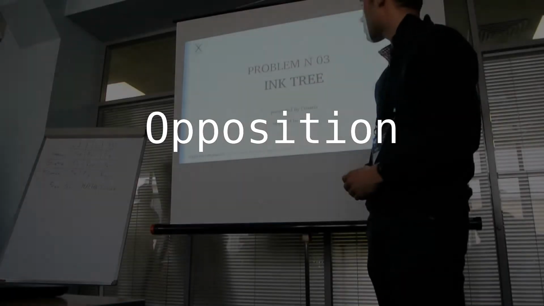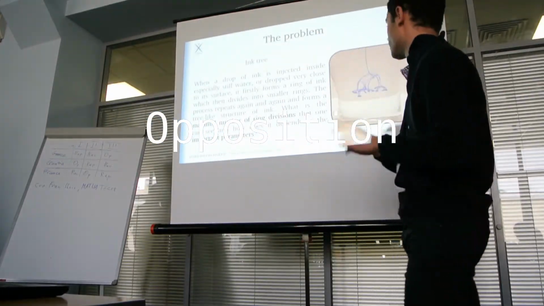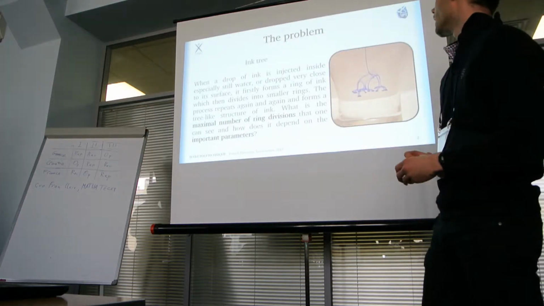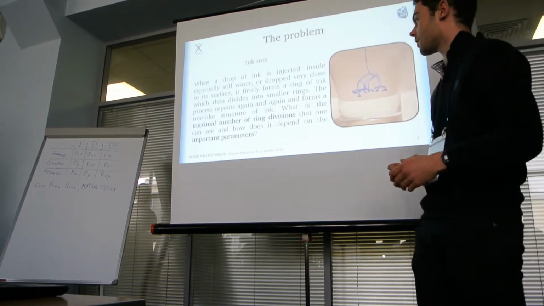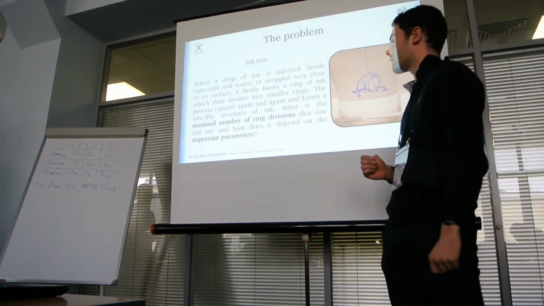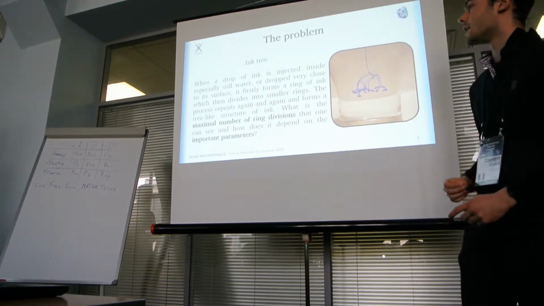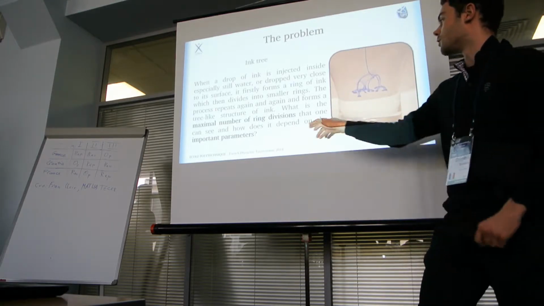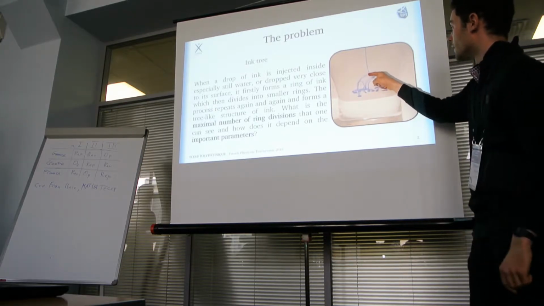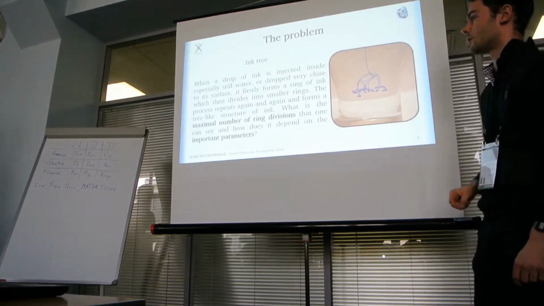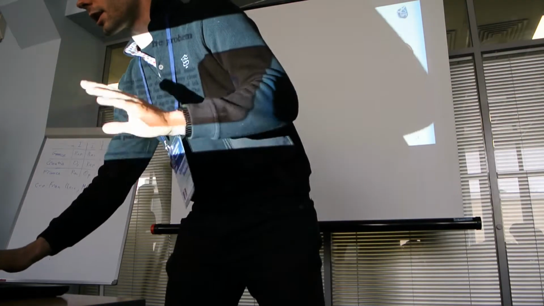What was reported by Team Croatia on problem number 3, ink tree. The problem was very clearly stated: you have to study this typical structure of ink falling into still water, determine the maximum number of ring divisions, and see how it depends on the important parameters. First of all, I'd like to remind that to define the terms, the reporters stated that it was to study the number of generations of ink drops.